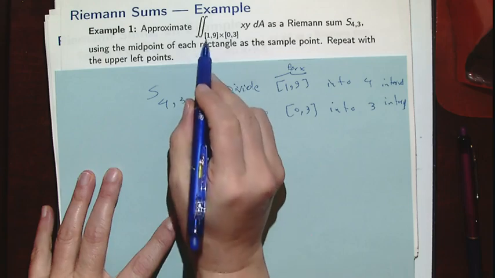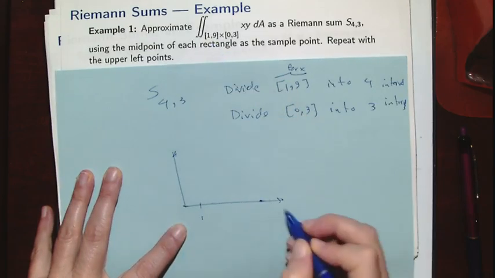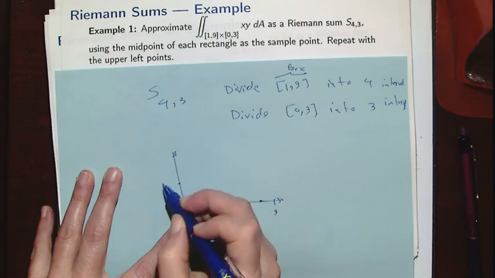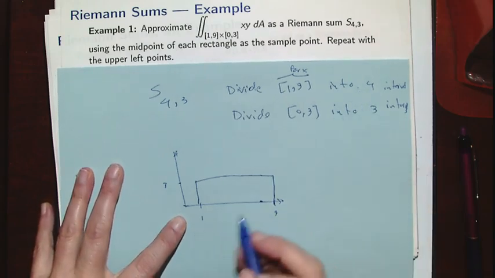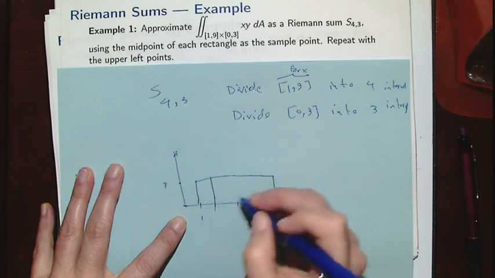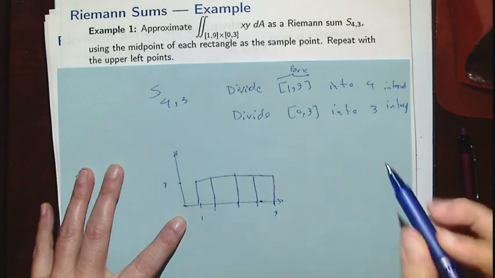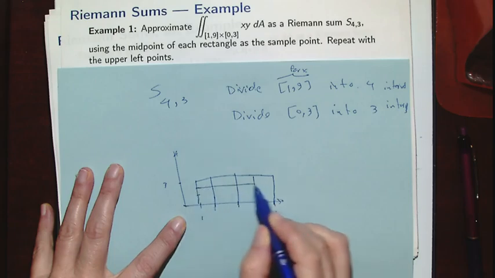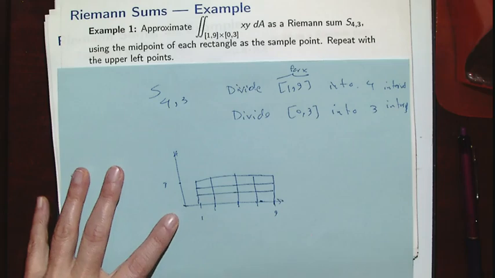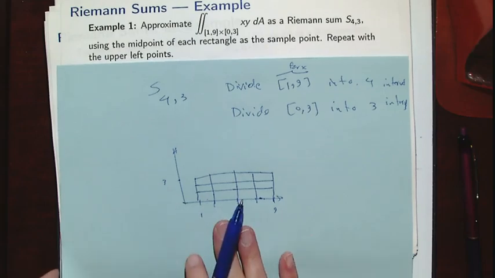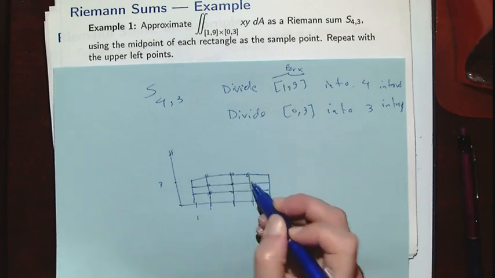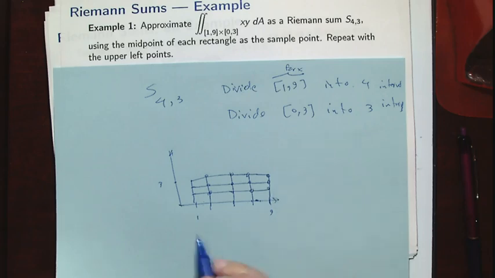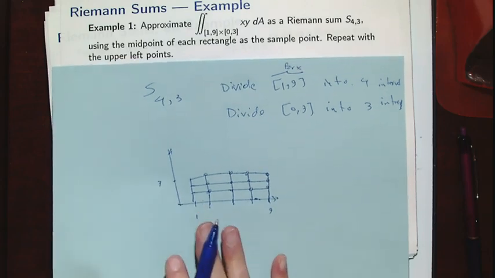Let's draw this domain, start from 1, end at 9, start at 0, end at 3. It looks like this. On the x, you divide by 4, right? And then on the y, you divide by 3. And that's the shape. 4 intervals, 1, 2, 3, 4. 1, 2, 3. Fair game? So that's the shape. Now the first one says upper left point. So this, this, this, all of those. Fair game? I'm forgetting those intervals, right? Upper left. Fair game?